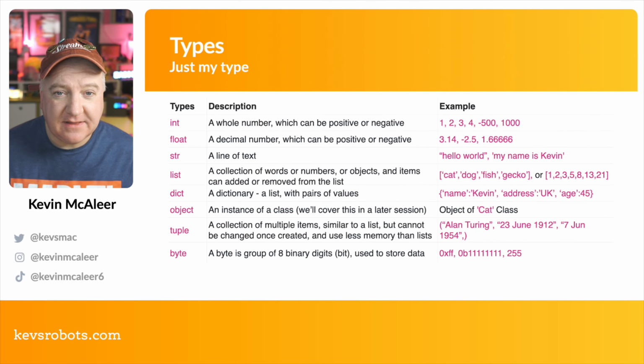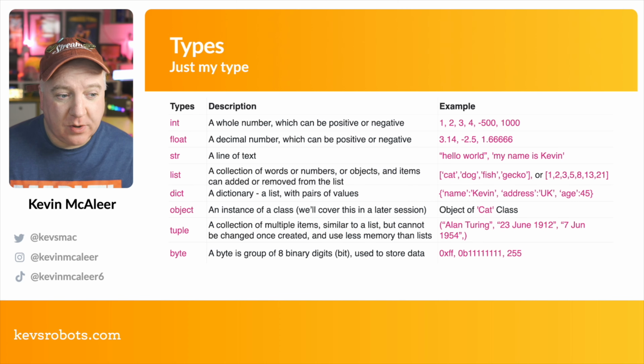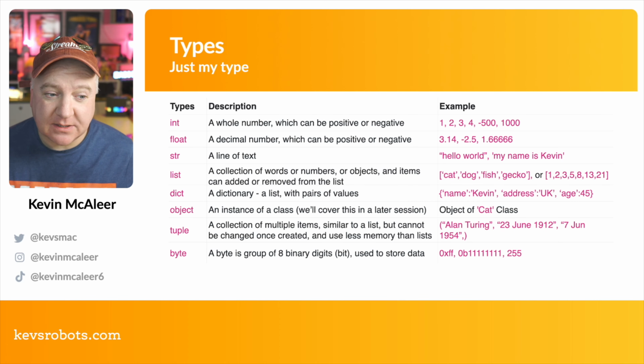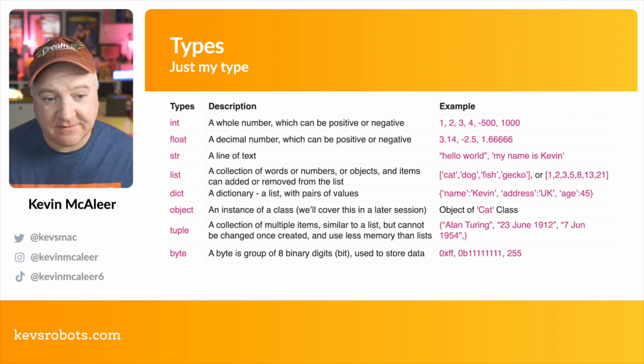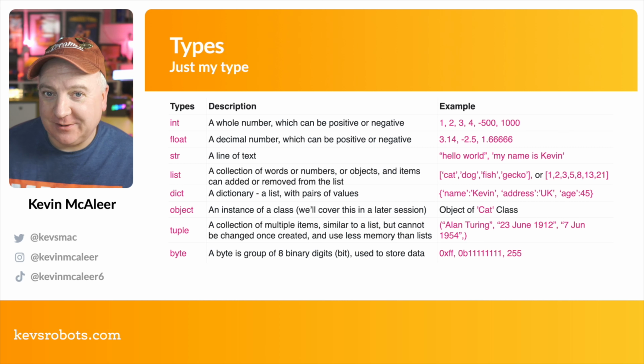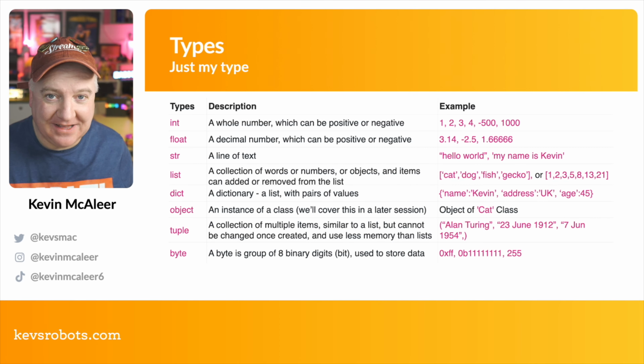So we have an int, which is a whole number, and that can be positive or negative. So examples of that are just the normal 1, 2, 3, 4, and there can also be different values like that. We also have float, which is a decimal number, so any number that has a decimal point in it. That could also be negative or positive. So we've got an example there, 3.14, pi as you know it. You can have minus 2.5, you can have 1.6666, as long as you like.